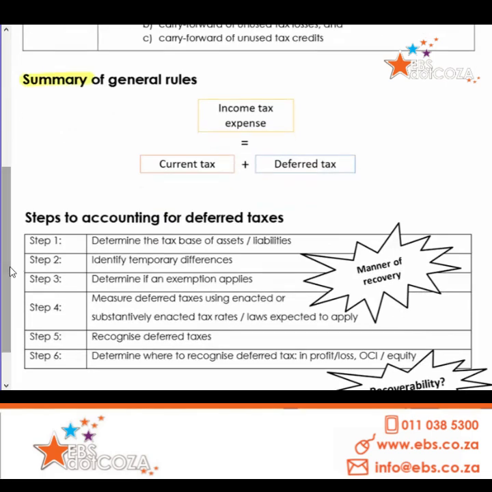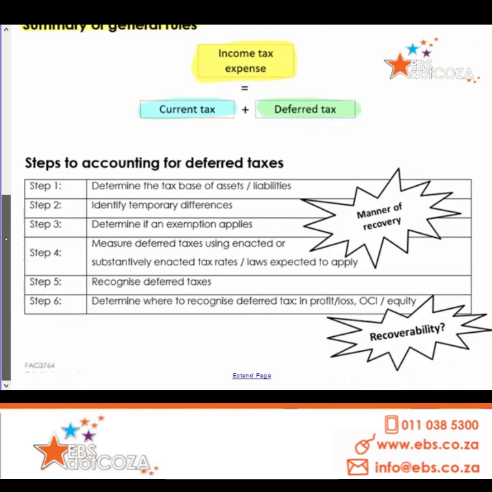The summary of the general rules is that we're going to have income tax expense on the statement of profit or loss and other comprehensive income, and it's going to consist of two components, current tax and deferred tax. We're going to talk about those and tell you exactly what they are in a while. At the bottom of this page, I have given you some steps to account for deferred tax. There are 6 of those steps. I'm not going to run through those steps.